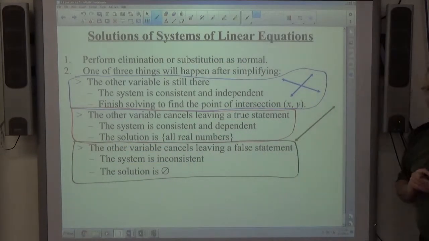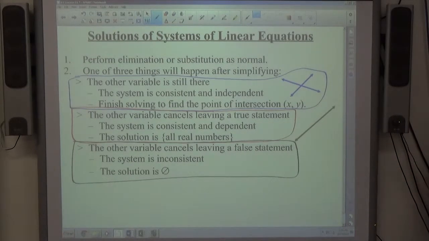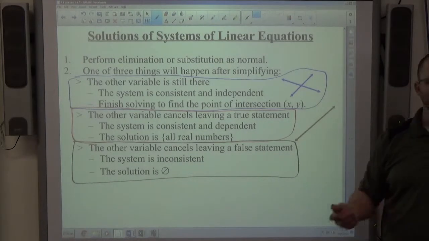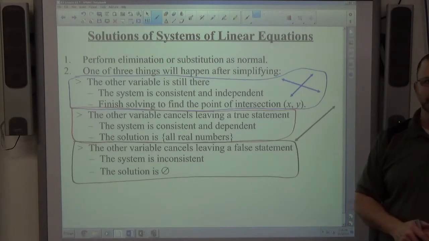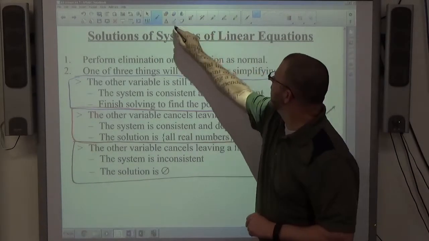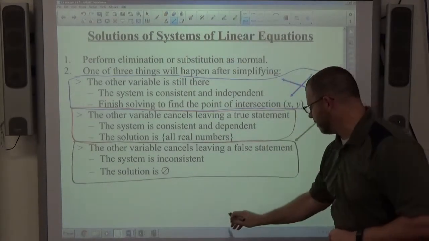The third scenario is that you do elimination or substitution as you normally do. The other variable cancels also. So I want to get rid of x, do everything necessary to get rid of x, but y goes away also. We're left with a false statement: 16 equals 5, negative 10 equals 7, 0 equals 0.2, something weird like that. All right. What we're looking at then is a pair of parallel lines.